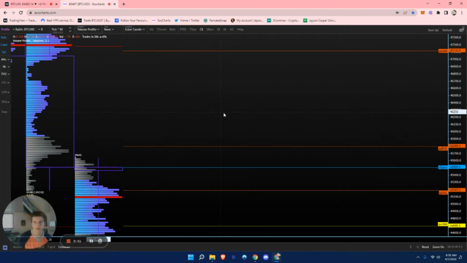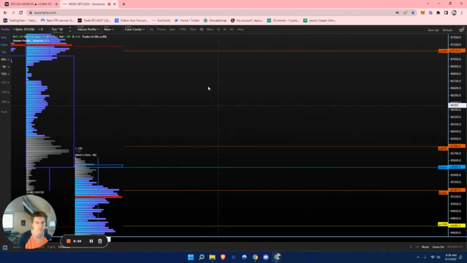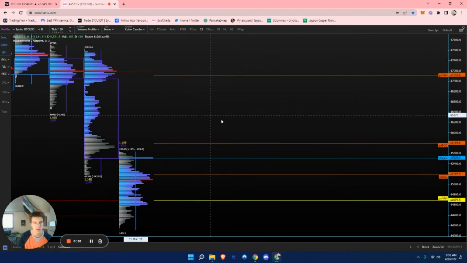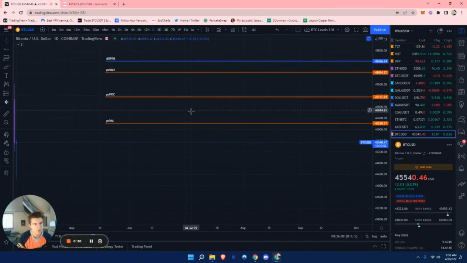And then, of course, feel free to check Exocharts. It'll point it out for you. Just to do this, you can go to the marker lines, go to marker settings, and then you guys can do previous day and check the previous day value area high, previous day point of control, and the previous day value area low. And then, of course, the developing day daily open. So that will map it out all for you. I like to use Exocharts, just the charting platform that I like to use too.